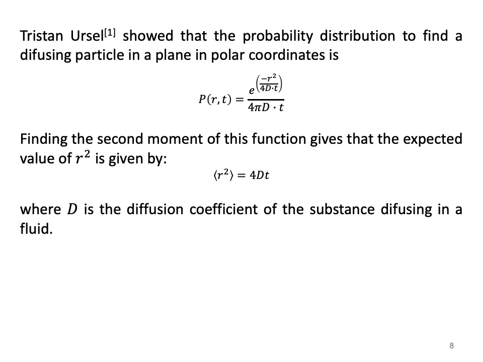Related with the previous equation, in this work it was shown that the probability distribution to find a diffusing particle in a plane in polar coordinates is given by this equation. From this, we can find that the second moment of diffusion has an expected value for r squared given by a linear equation shown in the second one. Here, D is the diffusion coefficient of the substance that we are trying to determine in terms of the analyzed images.